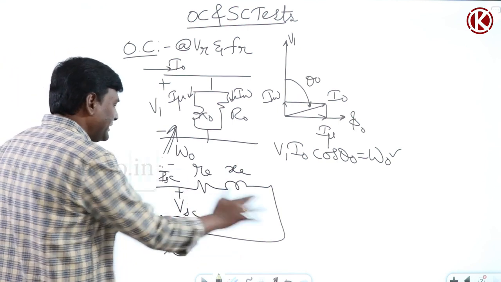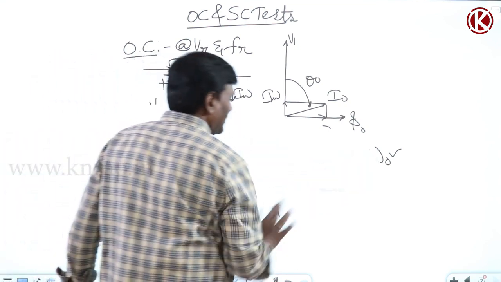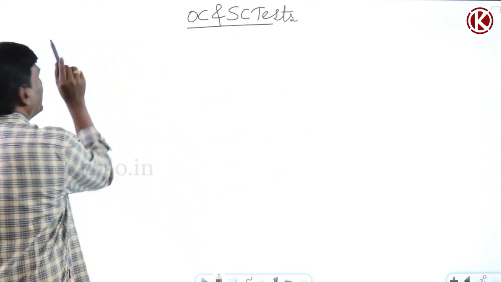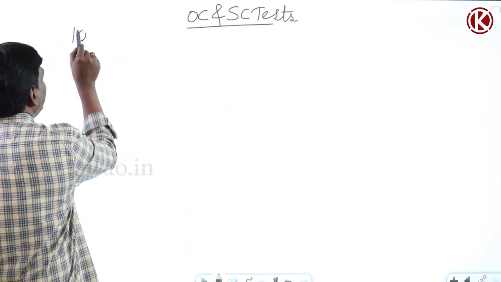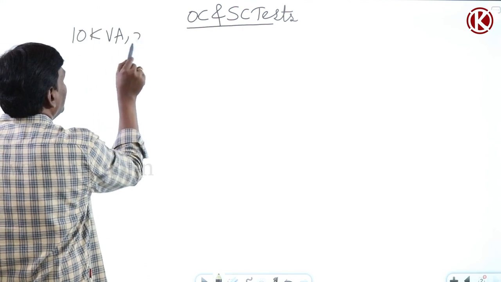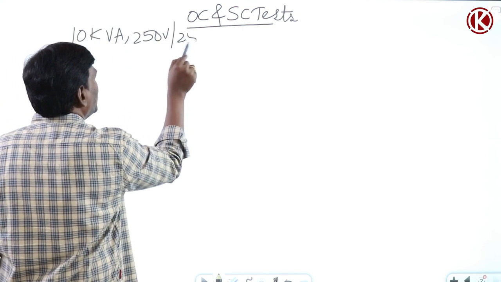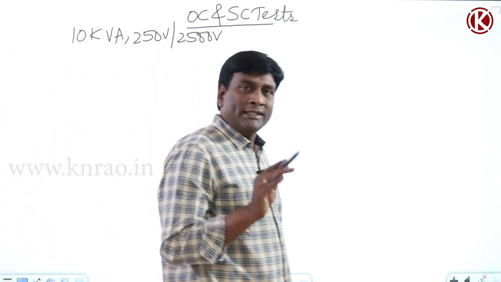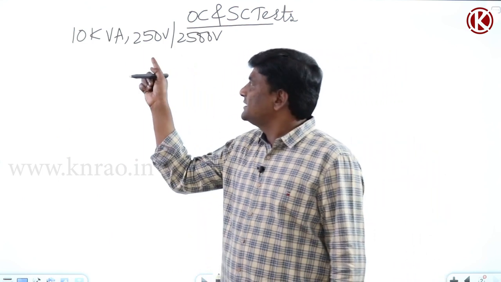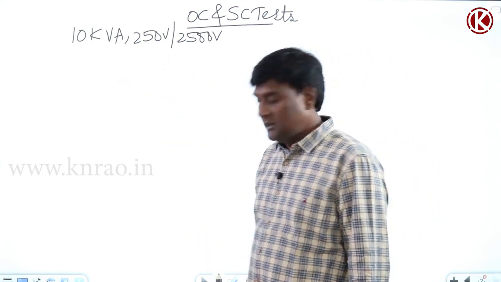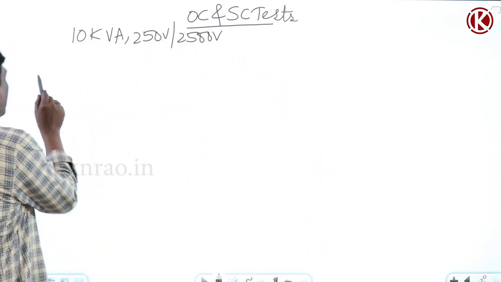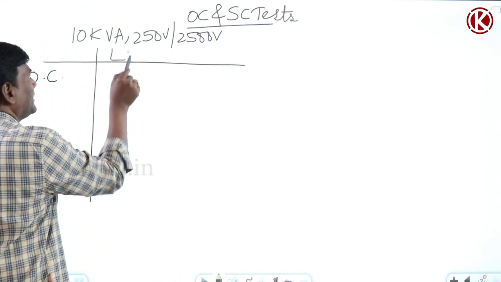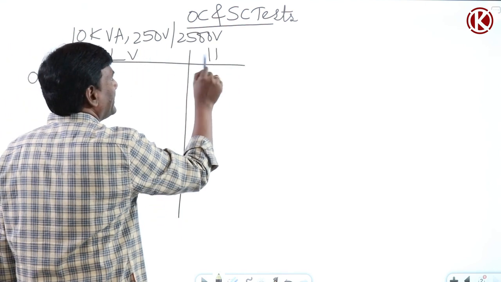Okay, now let me think of one example. Maybe our favorite 250 volts by 2500 volts transformer. For example, the machine given is 10 kVA. Upon this, we would like to conduct the OC and SC tests. Now, the OC and SC tests, either I can conduct on the LV side or the HV side. For example, let me think of the OC test: if I conduct it on the LV side, what are the requirements? On the HV side, what are the requirements?